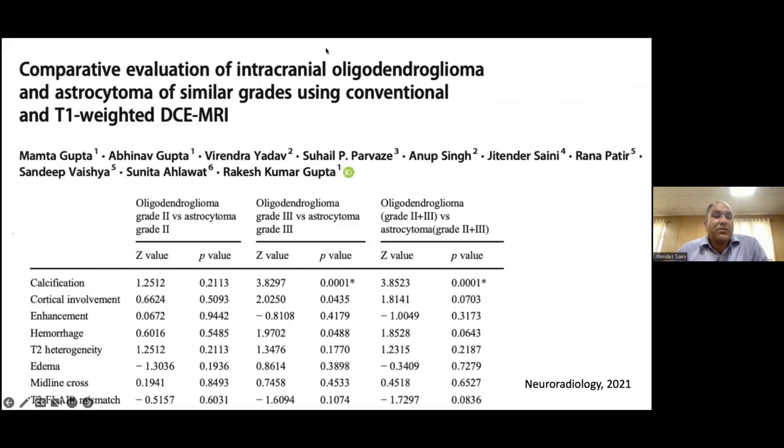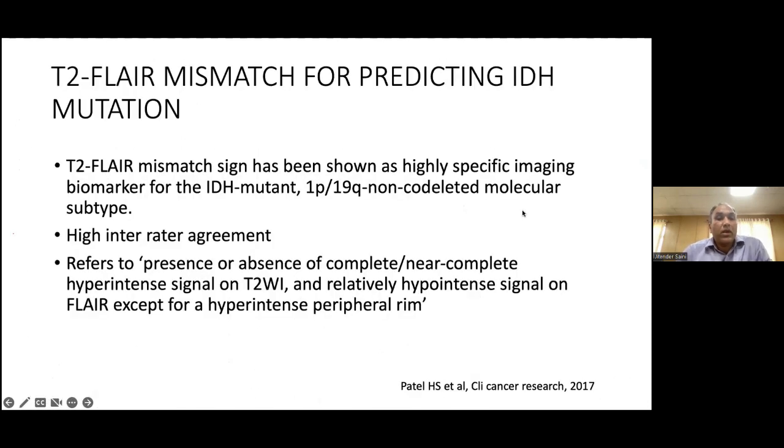We did one analysis to compare oligodendroglioma and astrocytomas. Oligodendrogliomas are characterized by 1p19q co-deletion, and astrocytomas are characterized by the presence of IDH mutation along with the loss of ATRX. Astrocytomas are associated with worse outcomes as compared to oligodendroglioma, and we found that only calcification was one feature which could discriminate the two.